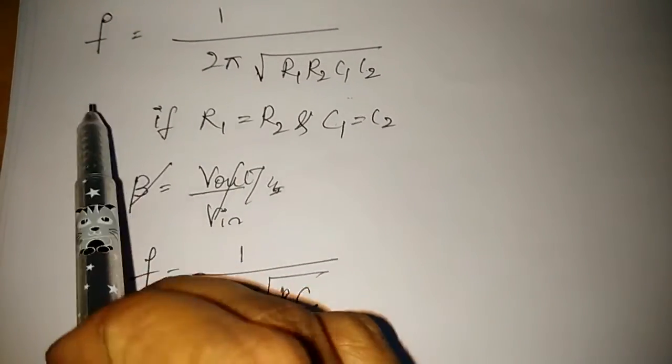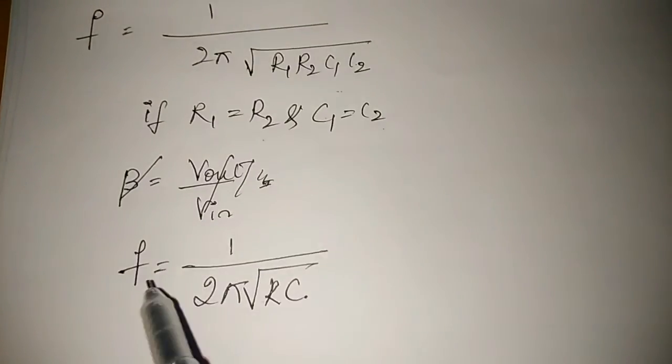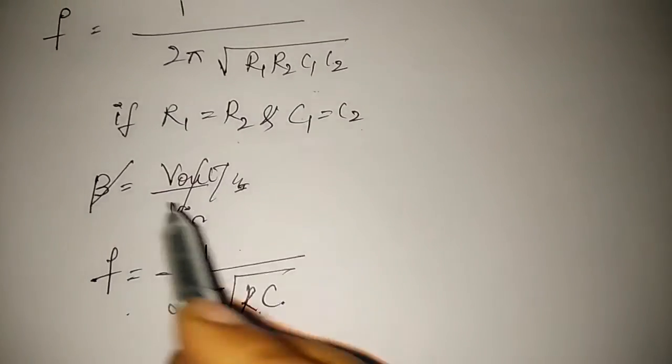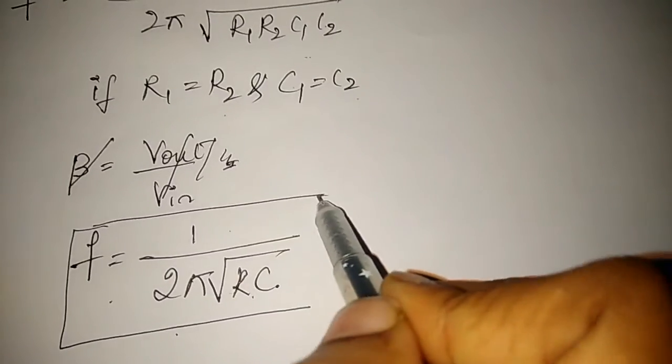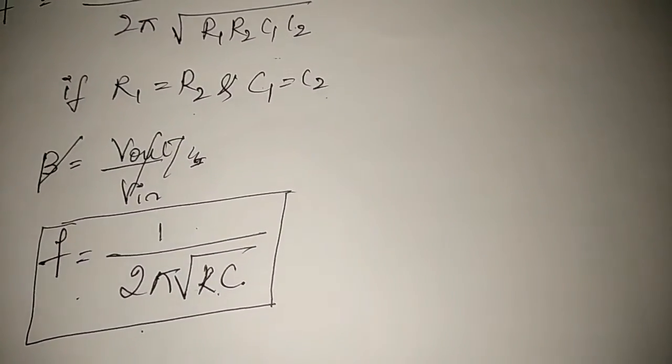Okay. So if we take R1 is equal to R2 and C1 is equal to C2, then we'll get f is equal to 1 by 2 pi into root of RC. This is the equation for finding the frequency of oscillations by using Wien bridge.